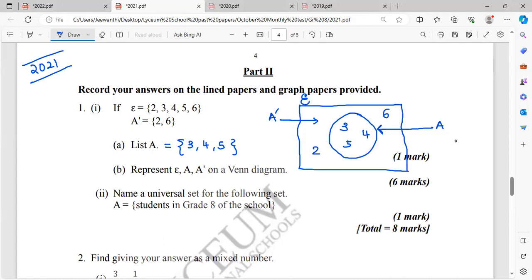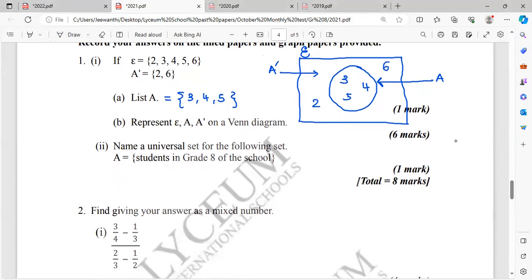And inside the circle you write down 3, 4, 5; you get 6 marks when you complete this Venn diagram like this, right? So for Roman number 2, here you want to write the universal set. Again, this answer will vary from child to child. But what universal set comes to my mind when I am reading this set A? Students in grade 8 of the school; the universal set that comes to my mind is students in the middle school, right?